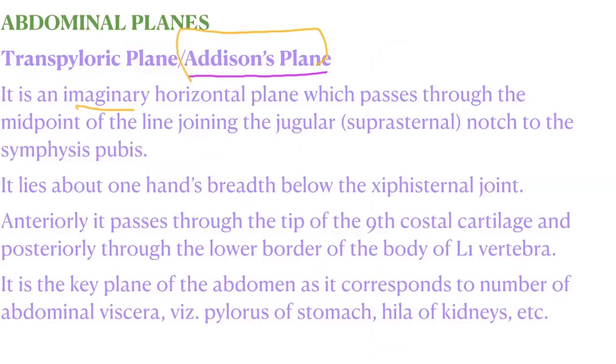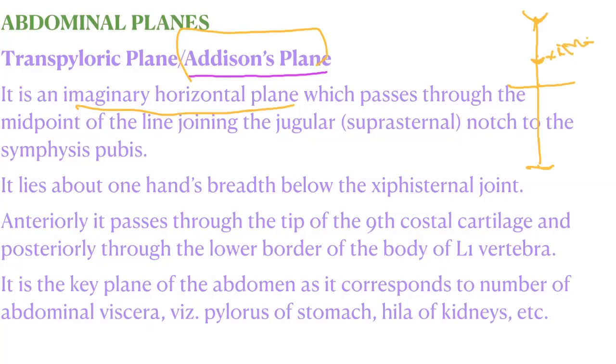It is an imaginary horizontal plane which passes through the midpoint of the line joining the jugular notch to the symphysis pubis. So, jugular notch to the symphysis pubis, this is the midpoint. It lies about 1 hand's breadth below the xiphisternal joint. If this is the xiphoid process and xiphisternal joint, 1 hand breadth below the joint.